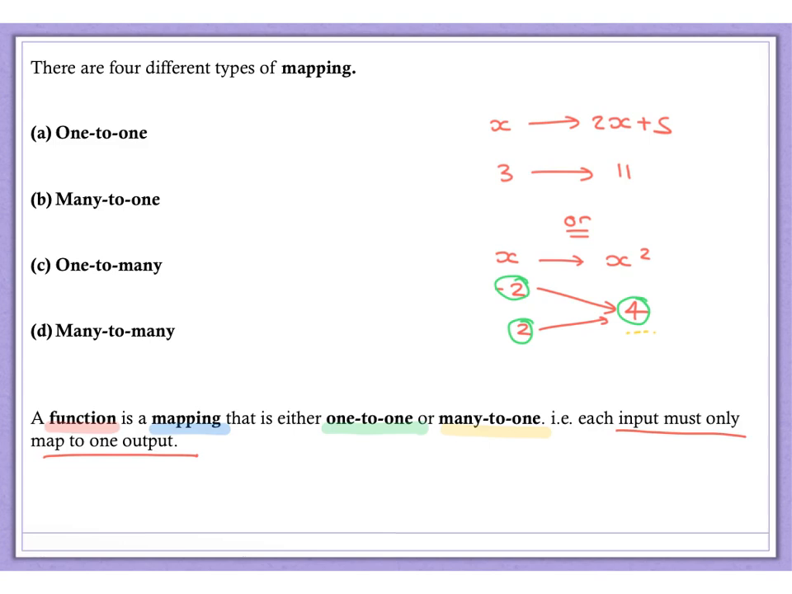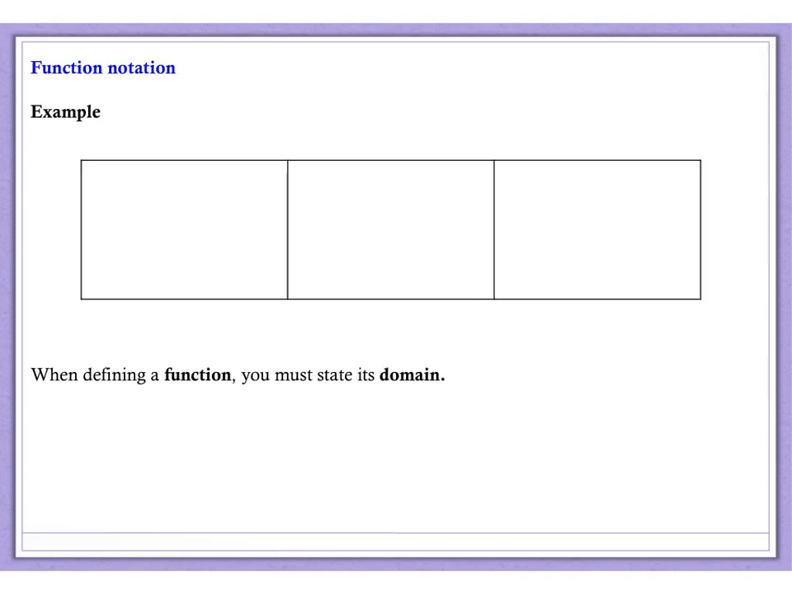So the only types of mapping that qualify as functions are one-to-one and many-to-one mappings. So having established what a function is, a mapping which can either be one-to-one or many-to-one, i.e. for every input there can only be one possible output, we're going to have a look at some of the notation that we can use to describe functions.